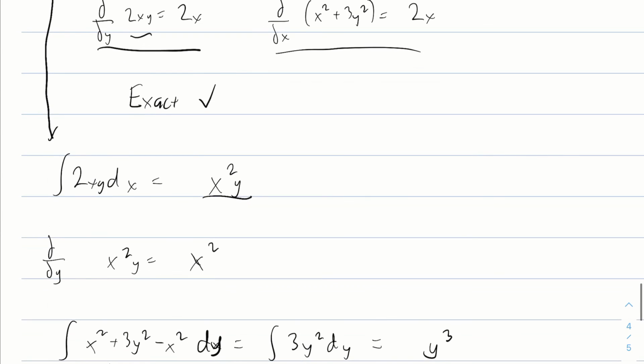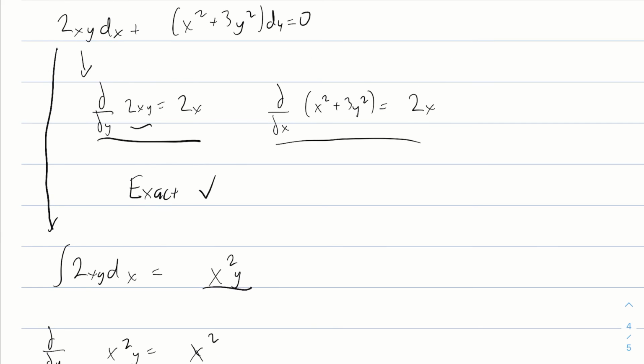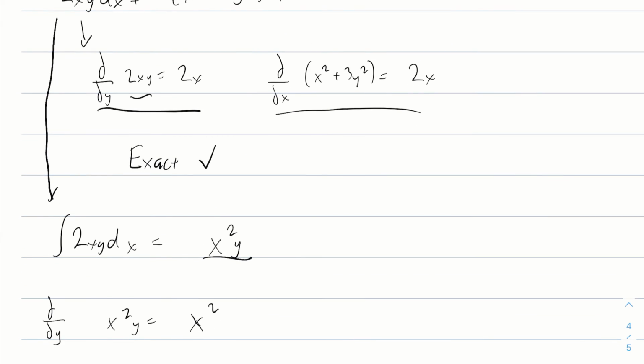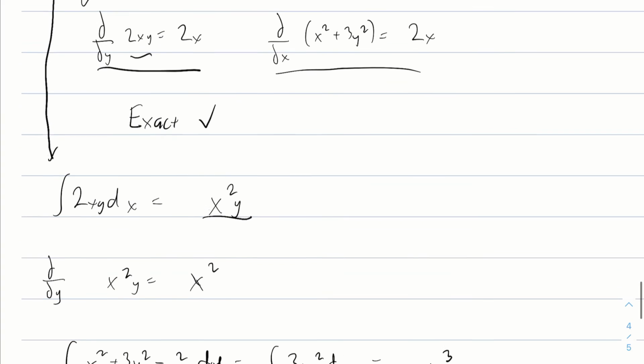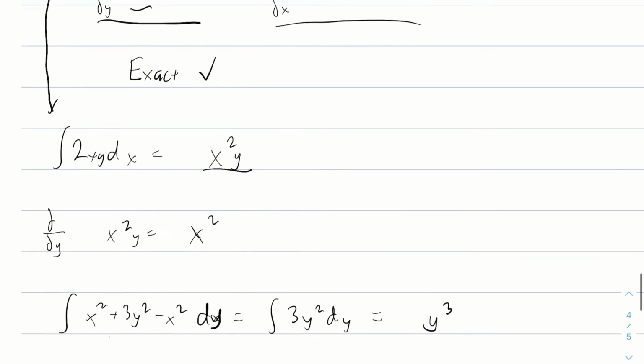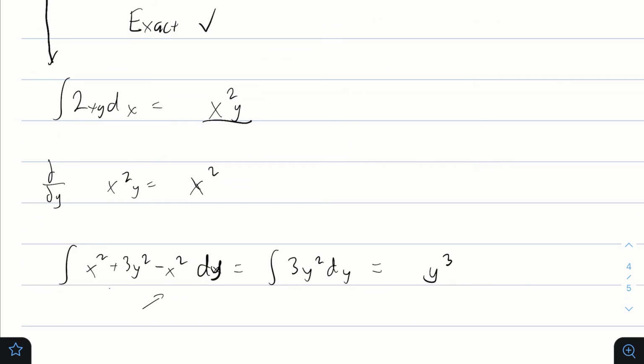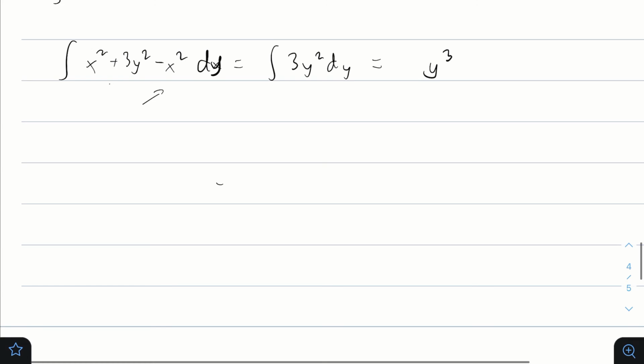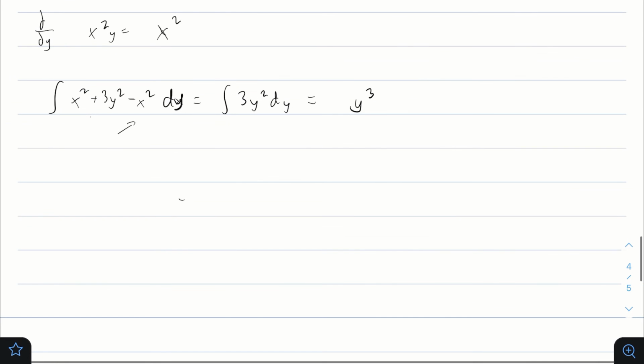Now we're going to integrate, and what we get is x squared y. I took that one that time. If we differentiate that with respect to y, we get x squared. Then we take the other one, x squared plus 3y squared. We can get rid of that x squared, and so we just get 3y squared dy. Integrate that, we get y cubed. So that means that our solution to this equation should be x squared y plus y cubed equals some constant.